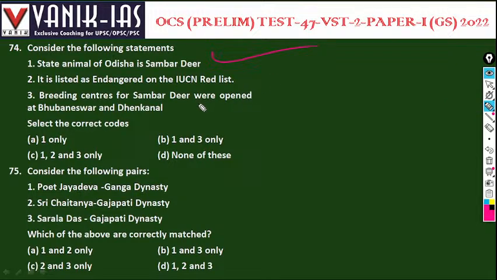Breeding centers for sambar are open in Deccan and Odisha. This is also right. It's not endangered, it's vulnerable. Vulnerable status. So what are the options?